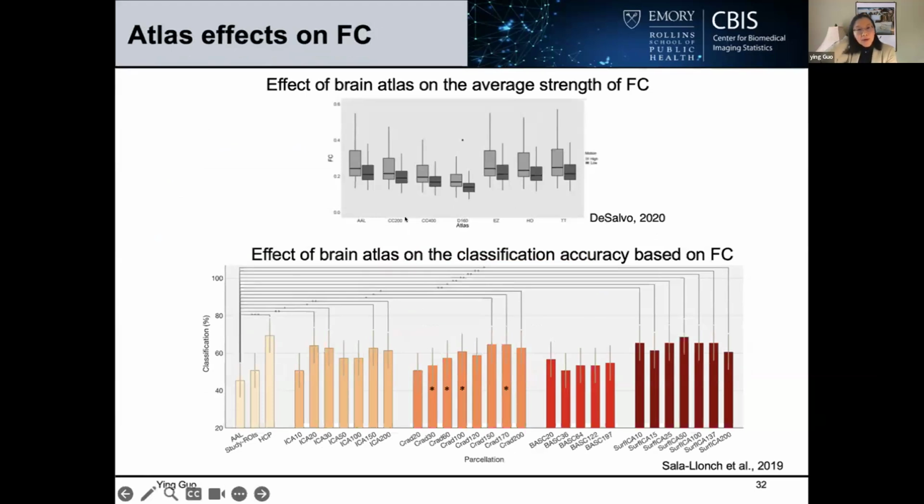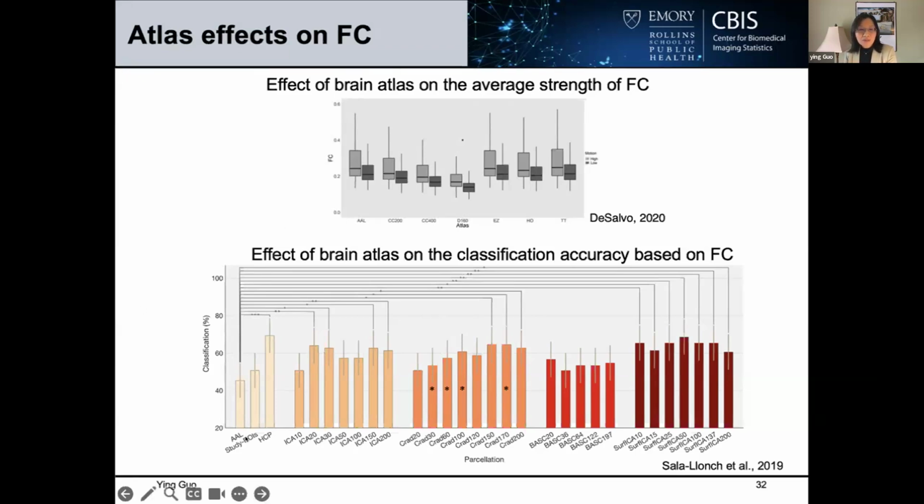In another paper, they used functional connectivity to predict what kind of cognitive state the subjects experienced. They acquired images under a motor task, a vision task, and a resting state. They used the FC data, functional connectivity data, to see how accurately they can predict the specific cognitive states the subjects are experiencing. They generated FC using different atlases and compared the classification accuracy.